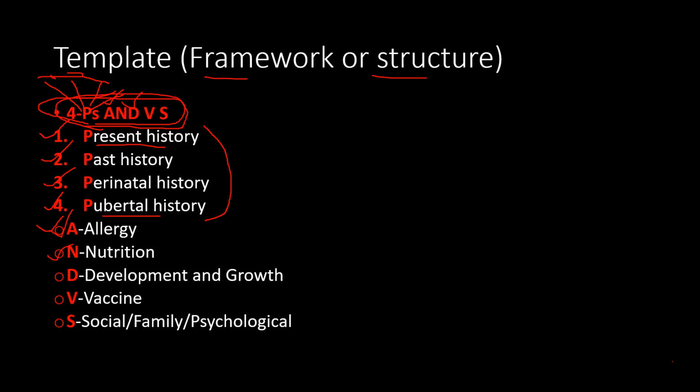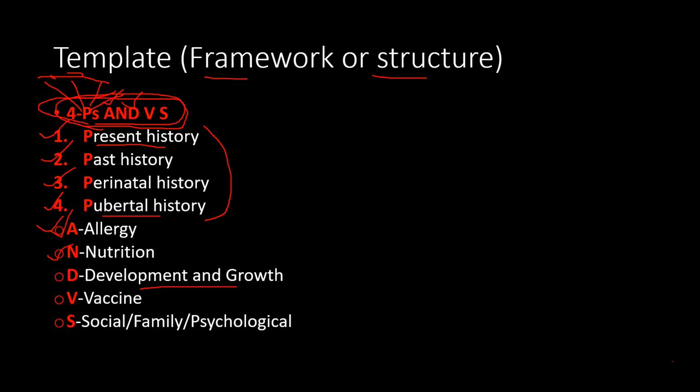Again, if it is a failure to thrive, a child less than 2 years of age, you will ask dietary history in detail. But if the child's growth is normal and development is normal, only one question can rule out this dietary nutrition history. Okay, development and growth, again same, you have to modify accordingly.